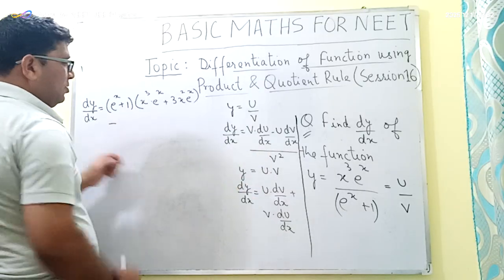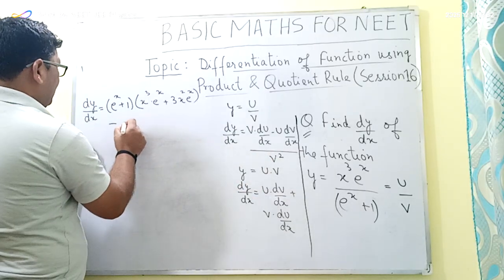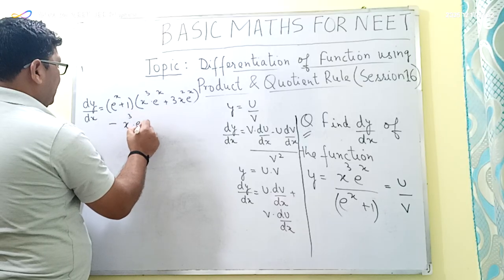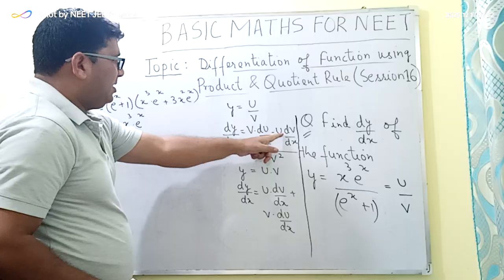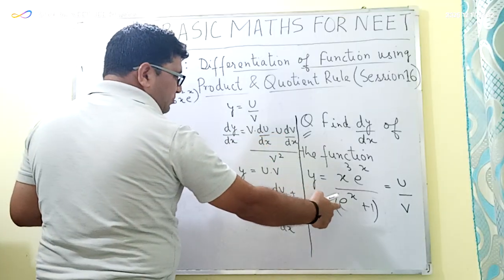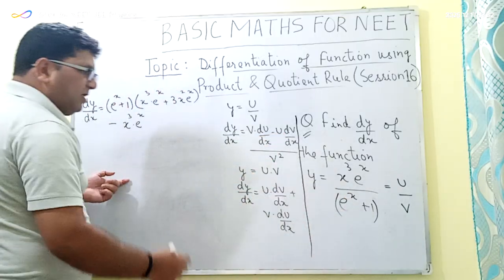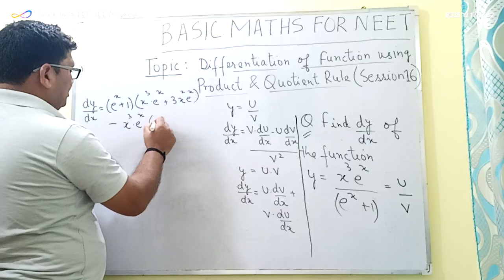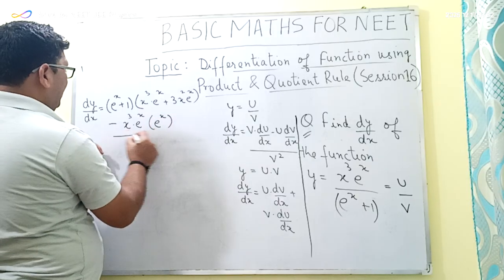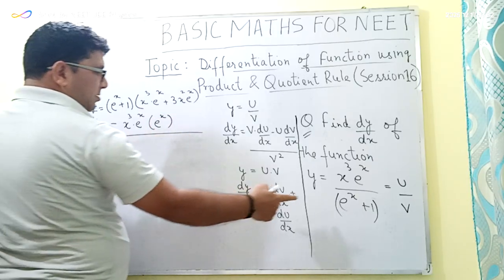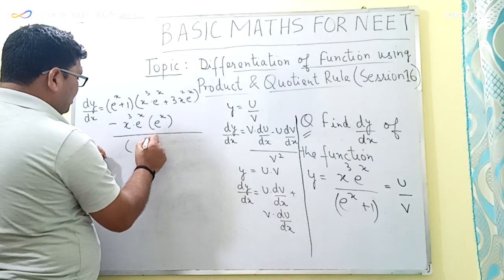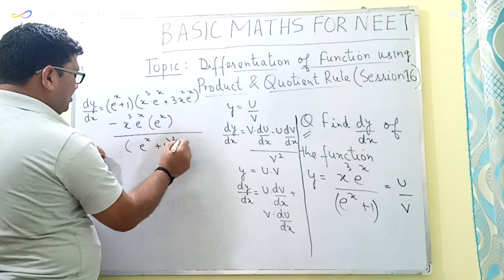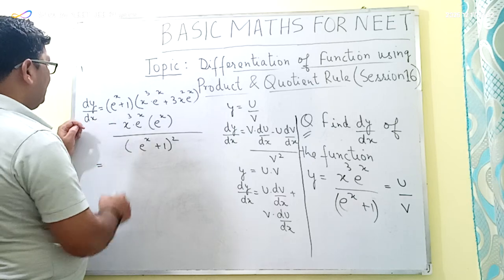Minus u. Here u is equal to x cube into e to the power x, into dv upon dx. Now dv upon dx, where v is equal to e to the power x plus 1, will be equal to e to the power x, divided by v square. So here v is equal to e to the power x plus 1 whole square. Now we have to simply simplify this.